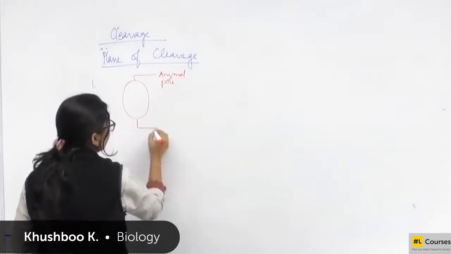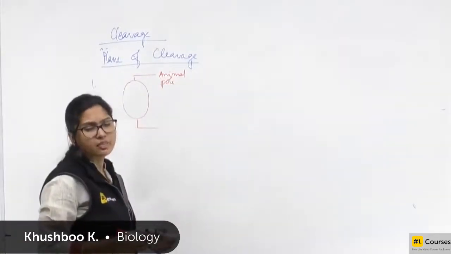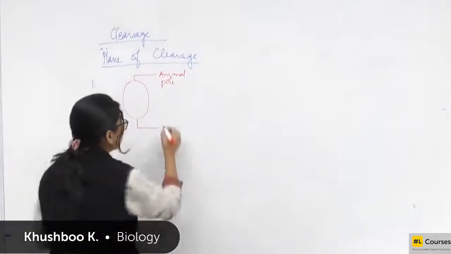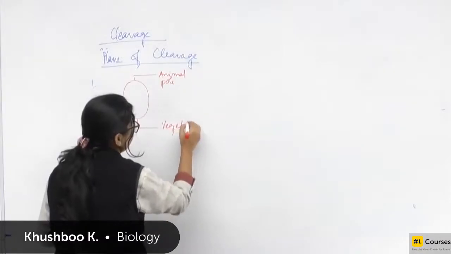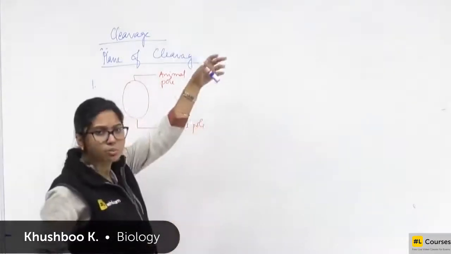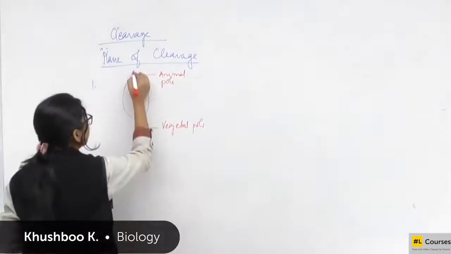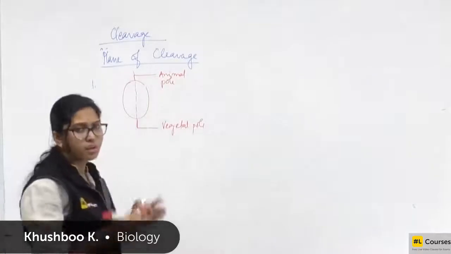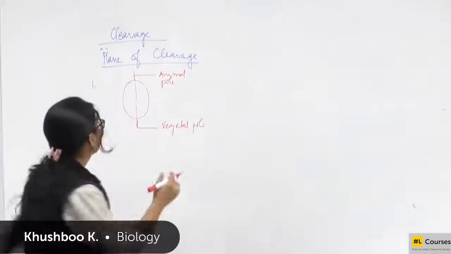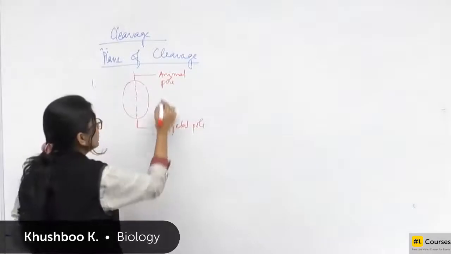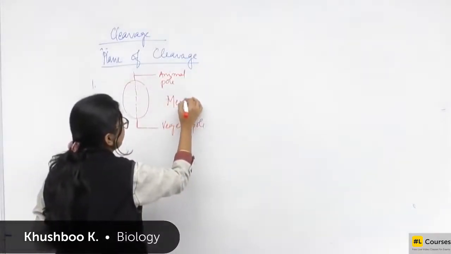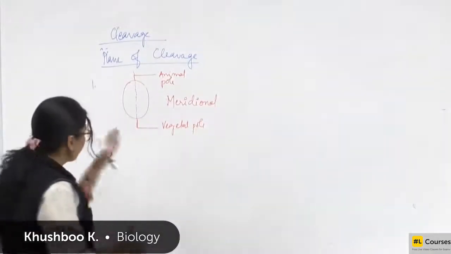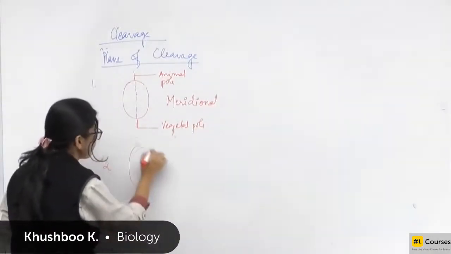If it is a yolky egg, we can easily identify the animal and vegetal pole, because the pole where yolk is there is called the vegetal pole, just like north and south pole of earth we have. So if the plane of cleavage passes exactly through the animal vegetal pole and divides the zygote into 2 equal parts, this will be meridional cleavage.